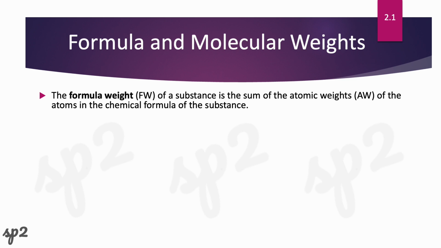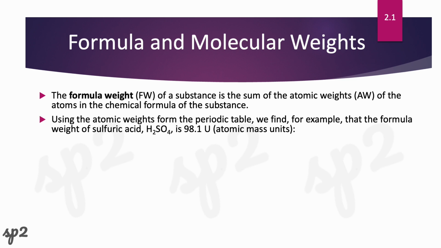The formula weight of a substance is the sum of the atomic weights of all the atoms in the chemical formula of the substance. For example, for sulfuric acid, H2SO4, that is going to be 98.1 atomic mass units. So let me show you how we got that. When you're looking at your chemical formula, H2SO4, we expect to get 2 atoms of hydrogen, 1 atom of sulfur, and 4 atoms of oxygen.